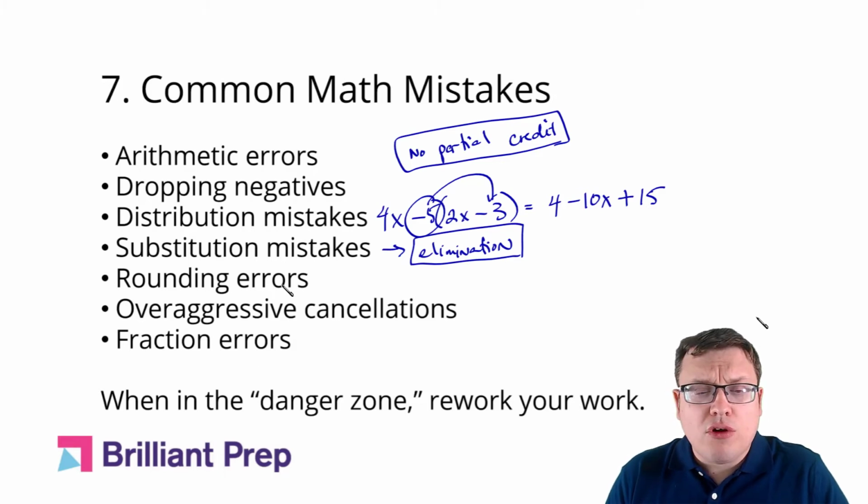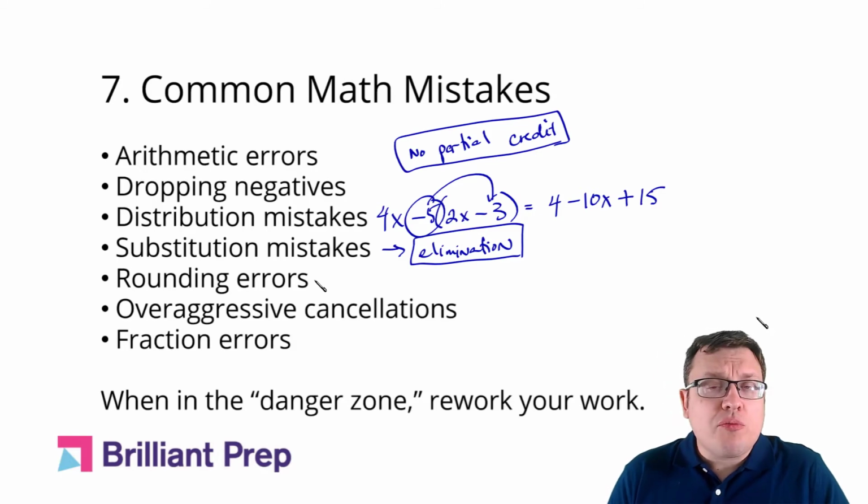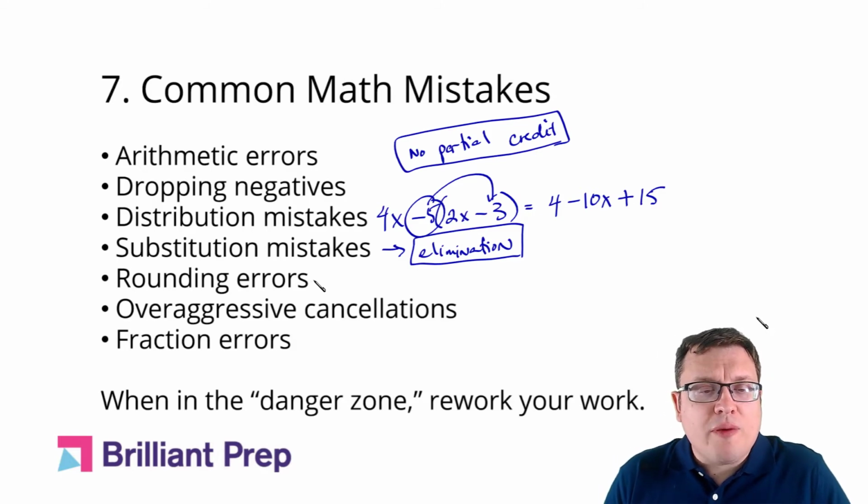Rounding errors are also places where mistakes come in. In the grid-ins, they will tell you in a problem if you're going to have to round. And so they might say round to the nearest integer, round to the nearest tenth. Just make sure you're rounding to the nearest whatever and that you're rounding appropriately.